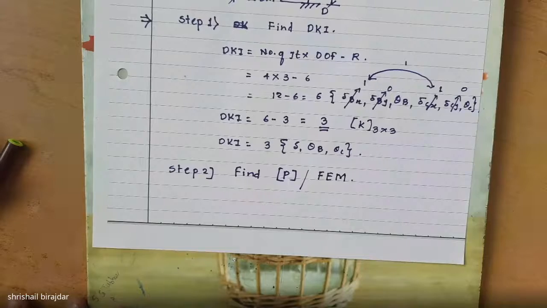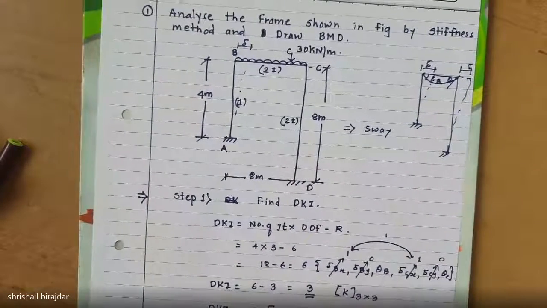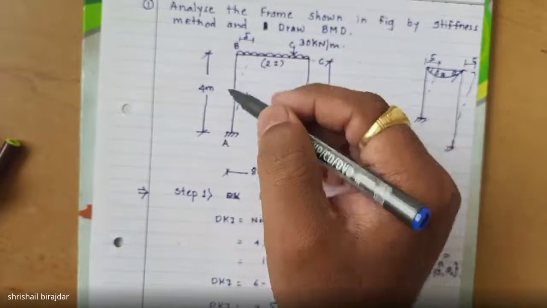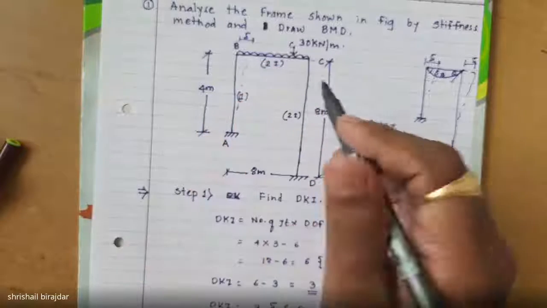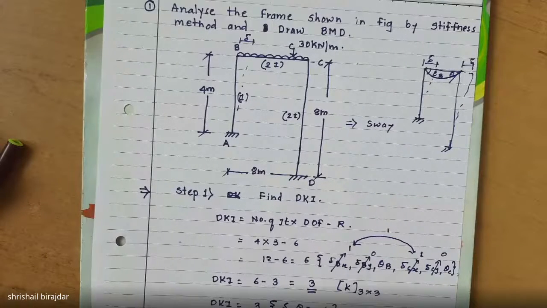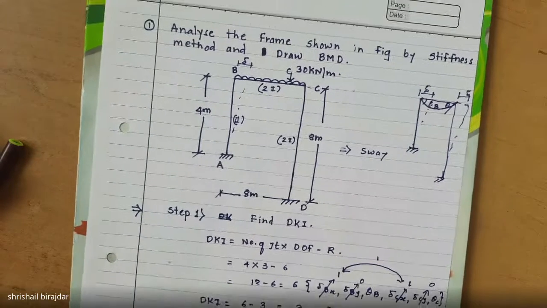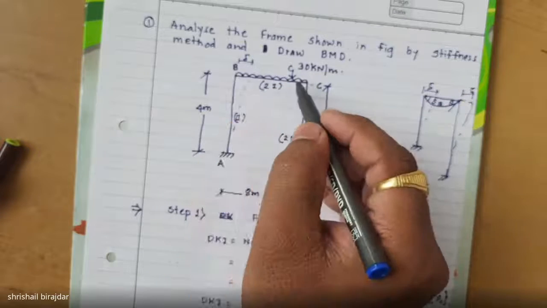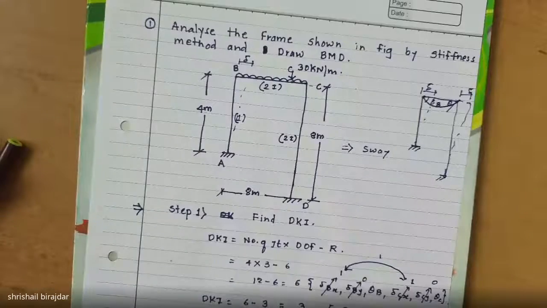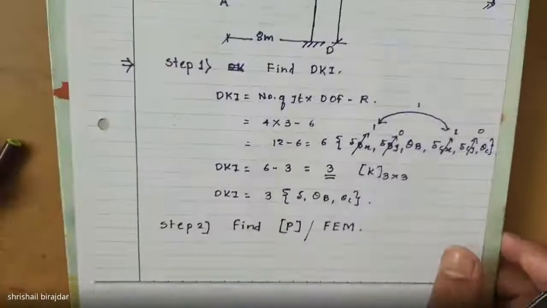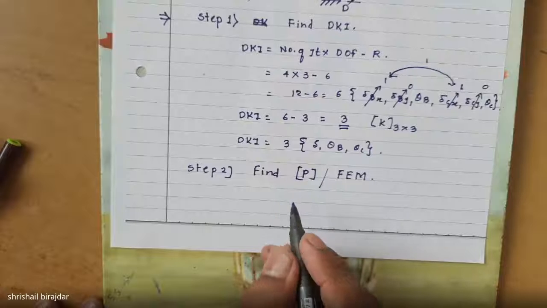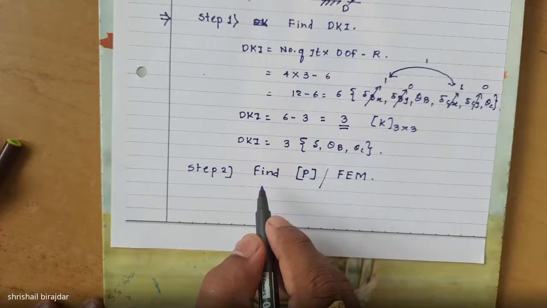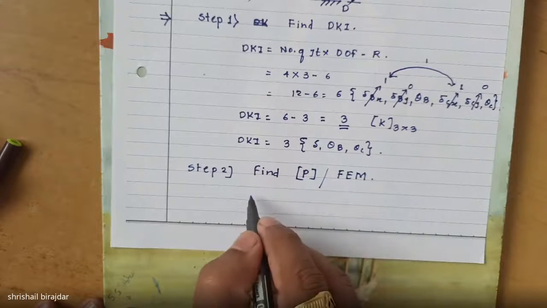Once again, I will just show you this particular frame. Here, no load is available at AB. The AB column is not having any load, and the CD column also not having any load. So instead of finding out the fixed end moment for these columns, you directly find out the fixed end moment for this particular beam, because no loading is available at AB and CD. Therefore, I'll just write the direct P matrix. Then it is very easy to write down the matrix with the help of fixed end moment.